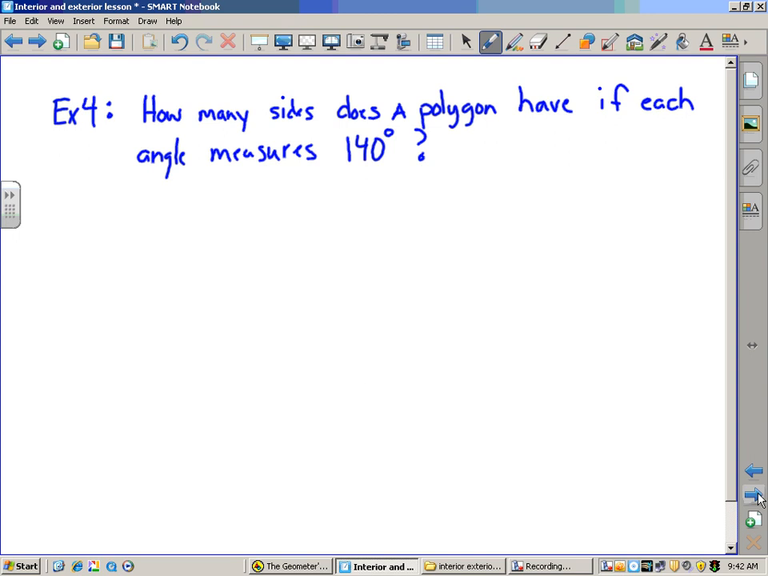Now, we don't have any questions on finding one interior angle. What happens if I gave you that interior angle, and I said all of the interior angles have the same measure? How many sides would there be? Okay, that's sides, right. But how do you find out how many sides there are?